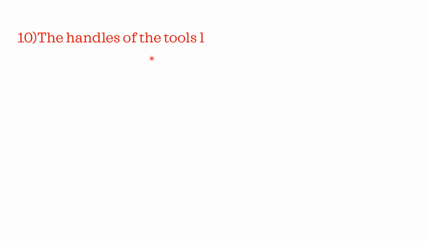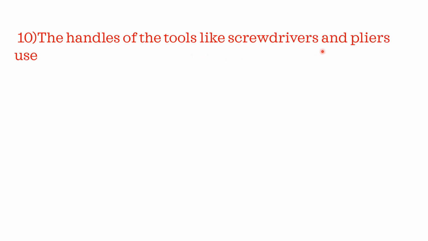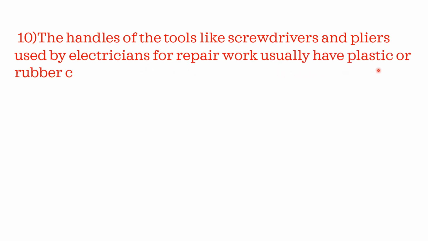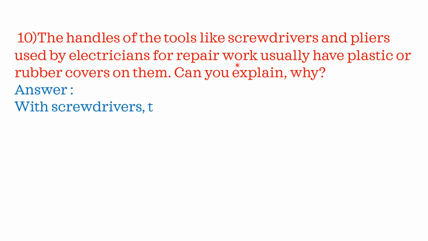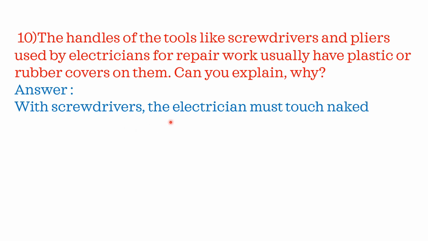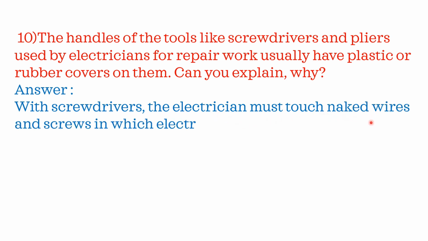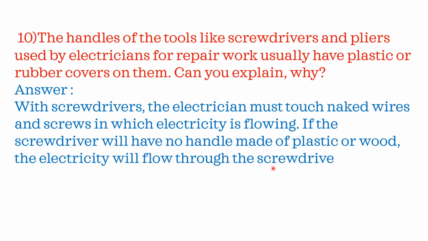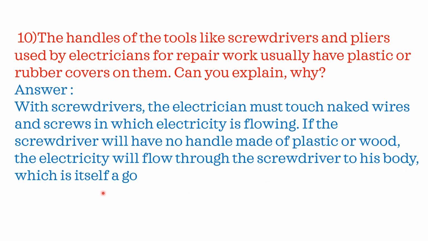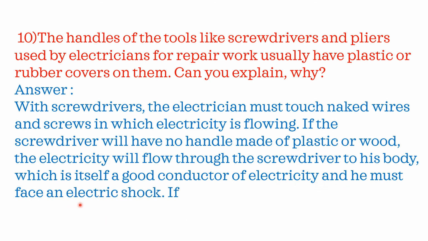The handles of the tools like screwdrivers and pliers used by electricians for repair work usually have plastic or rubber covers on them. Can you explain why? Because with the screwdrivers, the electrician must touch naked wires and screws in which electricity is flowing. If the screwdriver does not have a handle made of plastic or wood, the electricity will flow through the screwdriver to his body, which is itself a good conductor of electricity, and he will face an electric shock.